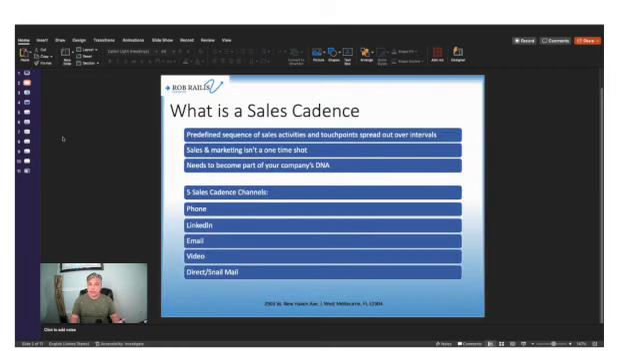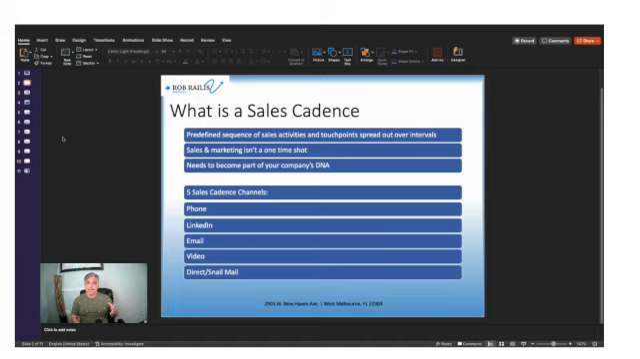Sales cadence, by definition, is a predefined sequence of sales activities and touch points spread out over intervals. What does this mean? It means how many times, in what form, are you reaching out to a prospect over what period of time? So, for example, my name is Rob. I want to go after ABC company. So I'm going to reach out to them throughout different channels every other day for the next 30 days. That is your sales cadence.